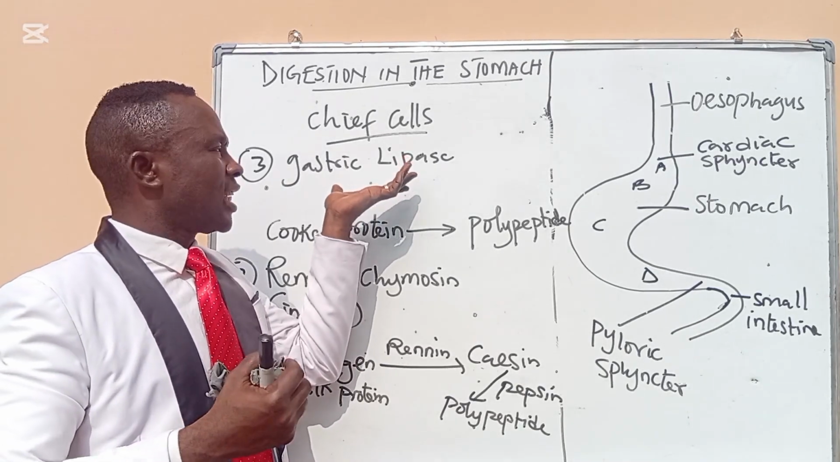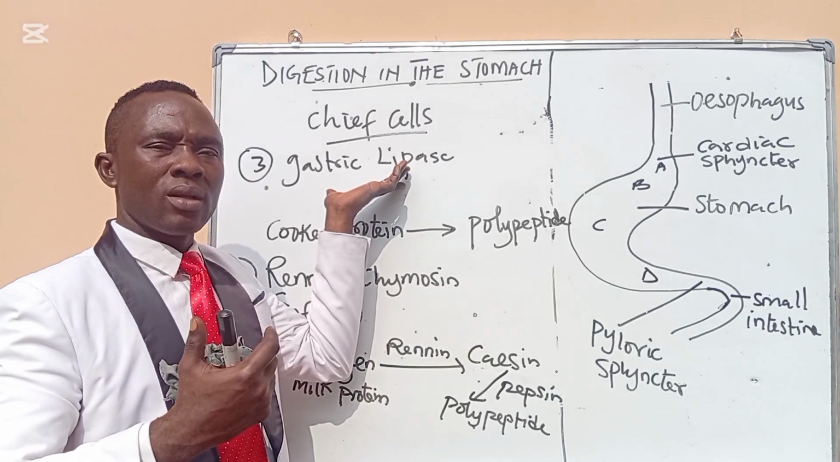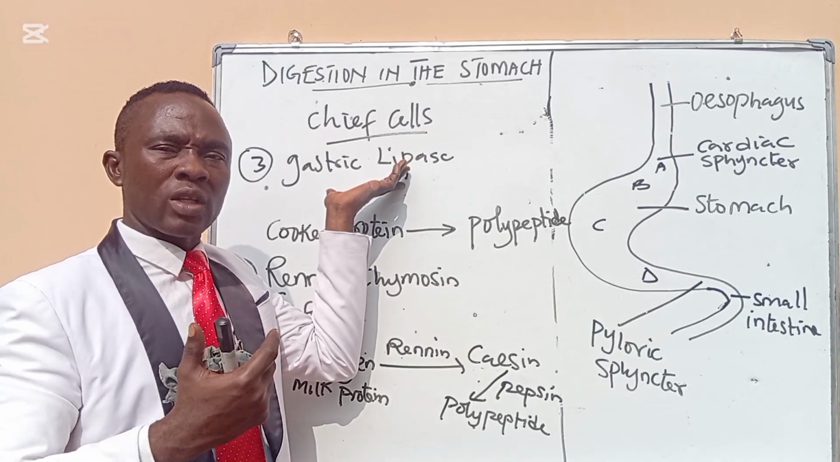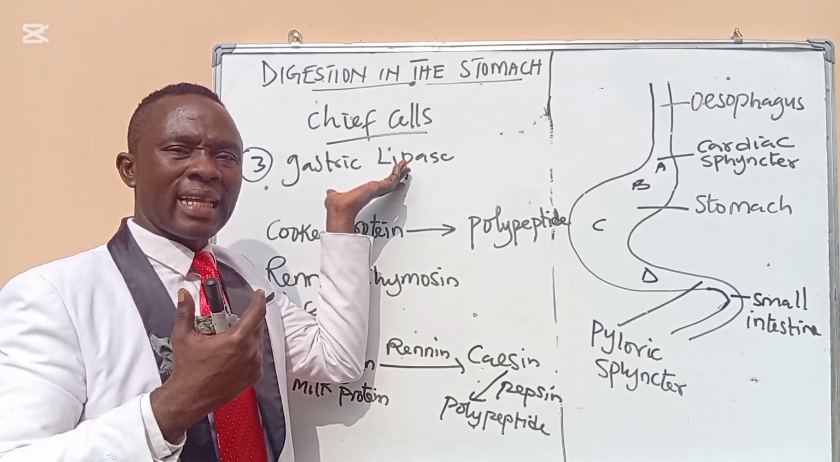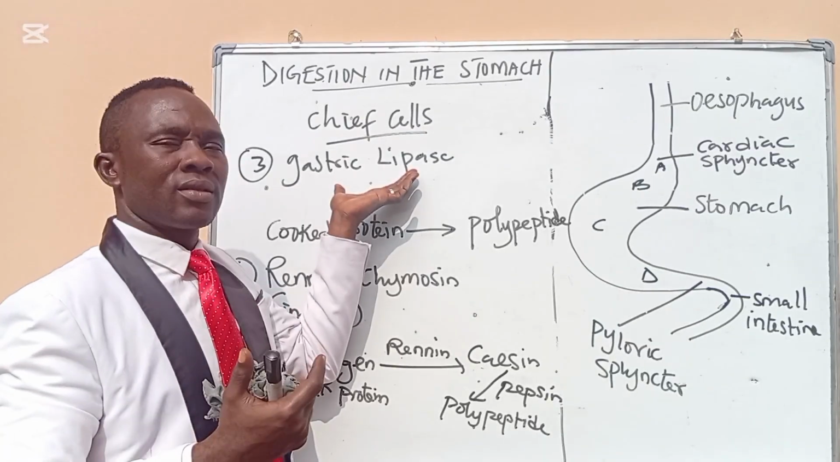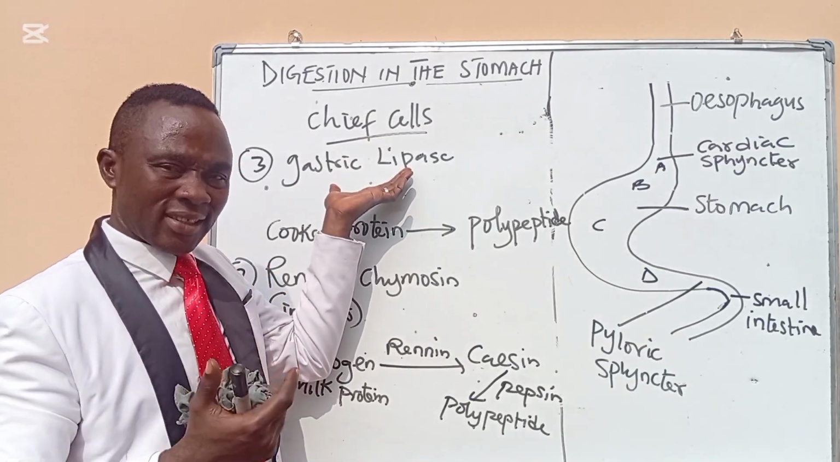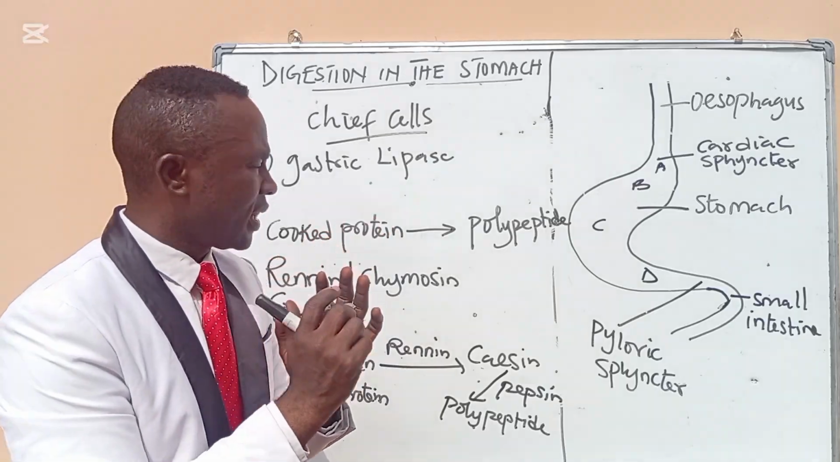But the digestion here is very minor. So that is to say that what? The major digestion that takes place in the stomach is actually the digestion of what? Proteins. Because the lipids or fats that are digested in the stomach is very minimal.